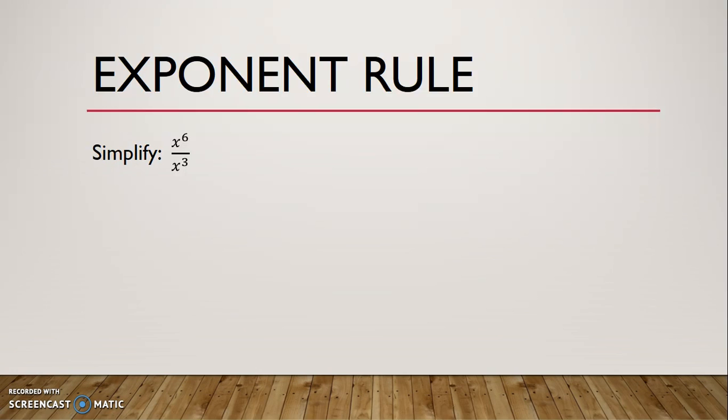If I was going to simplify x to the sixth over x to the third, I could rewrite x to the sixth as x times x times x times x times x times x over x to the third, which is just x times x times x. Now I see some x's in common, so I can start marking those off because they cancel each other out. And I'm left with 3 x's on the top, which is just x times x times x, and that gives me x to the third.